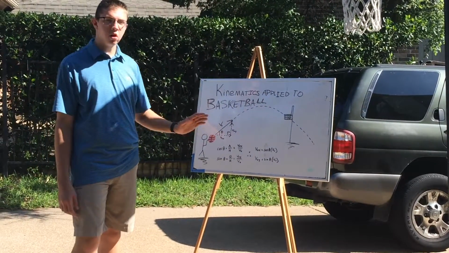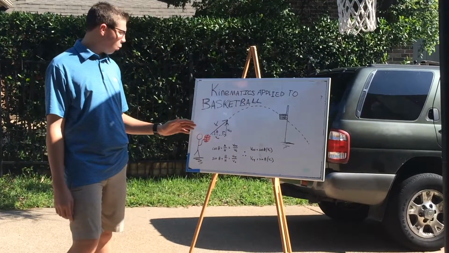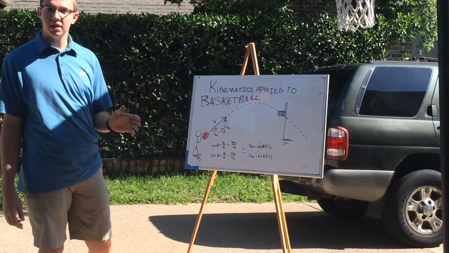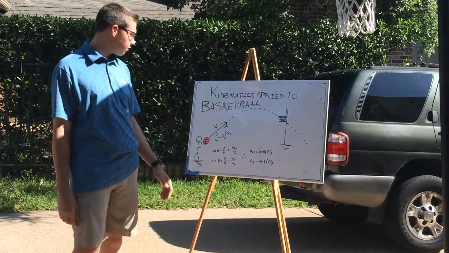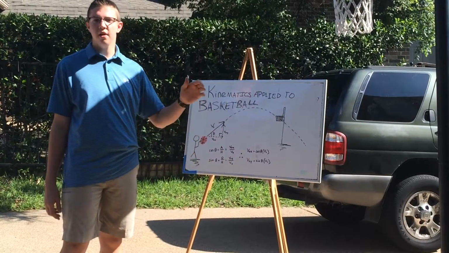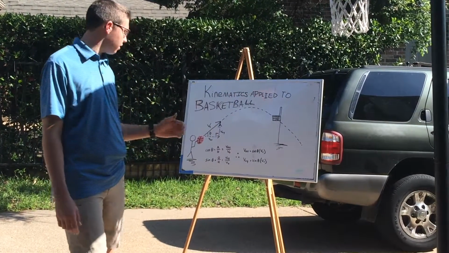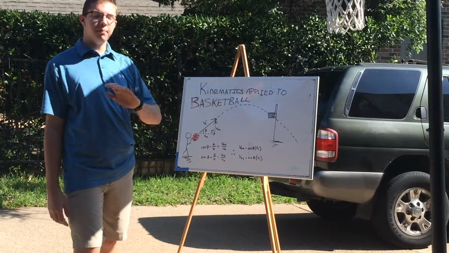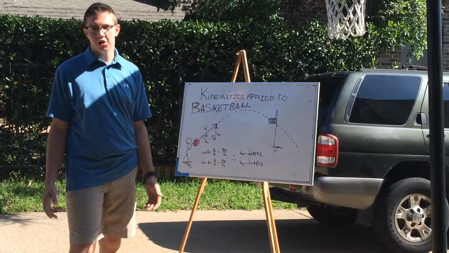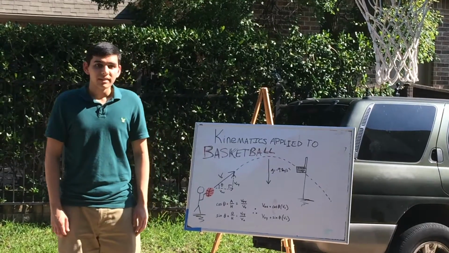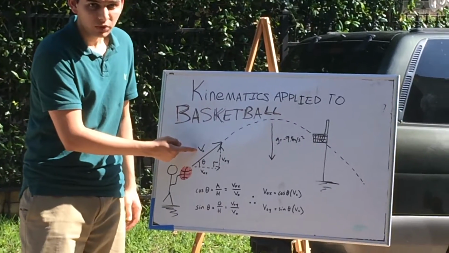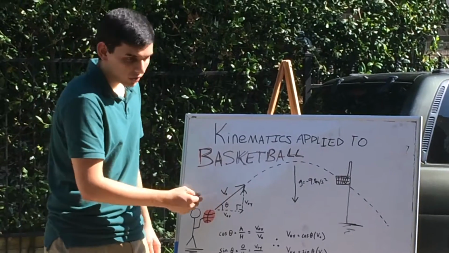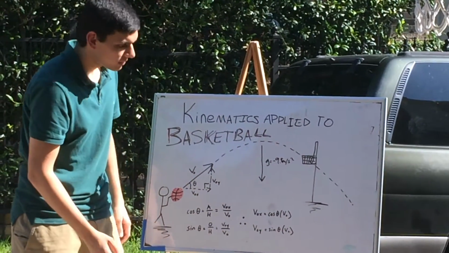Now, if theta is greater than 45 degrees, the initial velocity in the y direction will be greater than the initial velocity in the x direction. Conversely, if theta is less than 45 degrees, the x component is going to be greater than the y. It basically all just depends on the initial launch angle. This is important because for any given initial velocity, the launch angle determines the horizontal range of the ball.